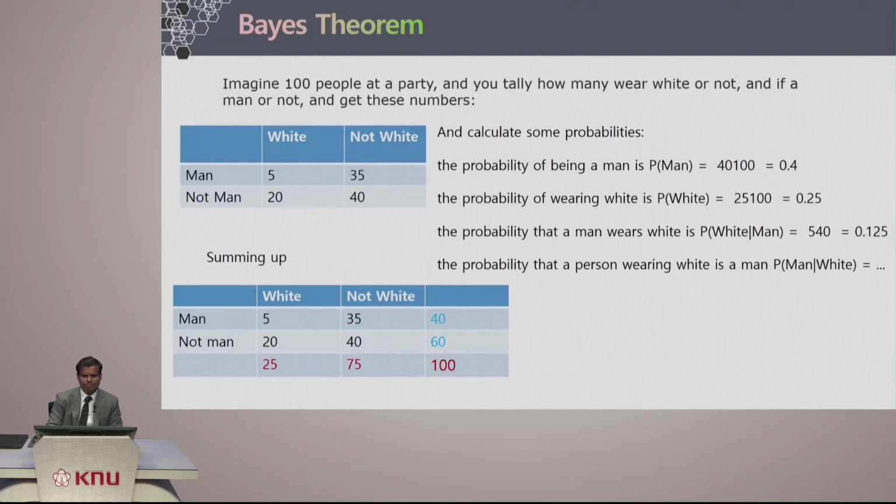Imagine that 100 people are at a party and you want to tally how many people wear white and how many people don't wear white, and whether a guest is a man or not a man. When you have a guest at the party, you want to consider whether he is a man or not.